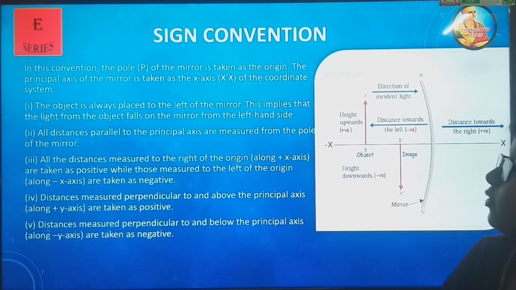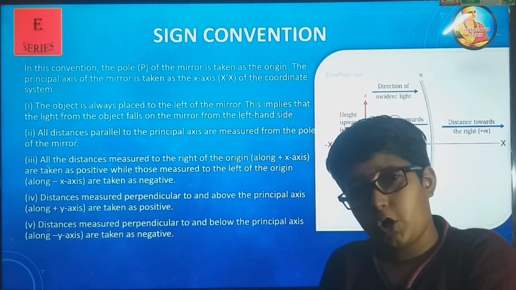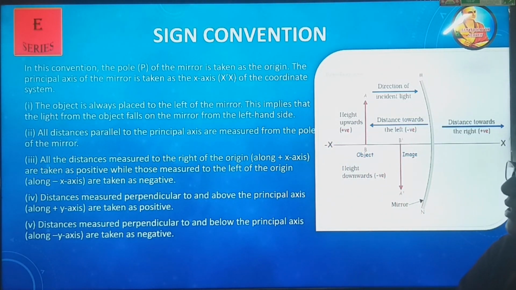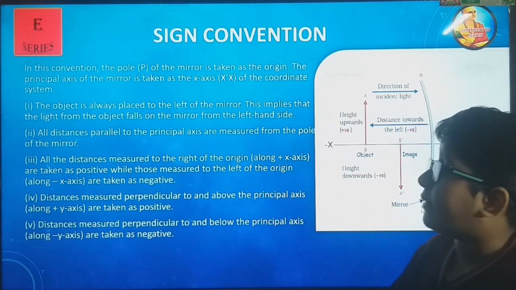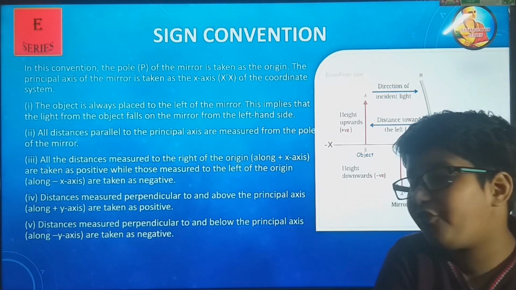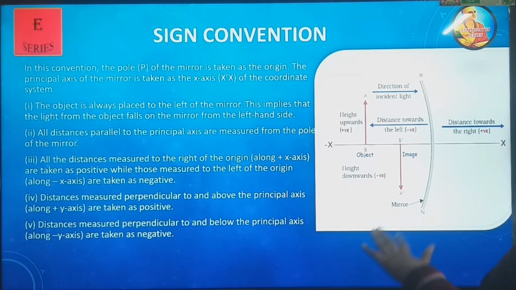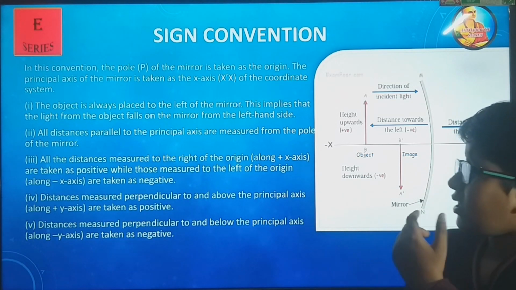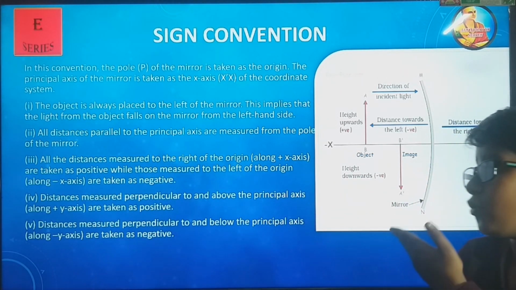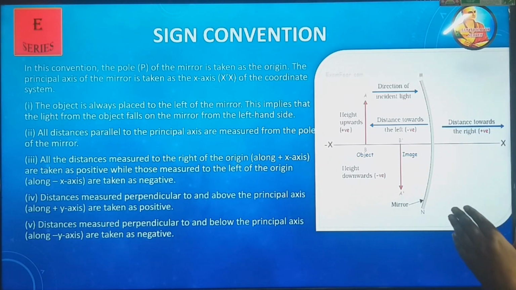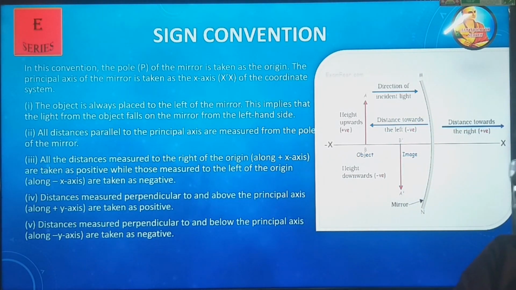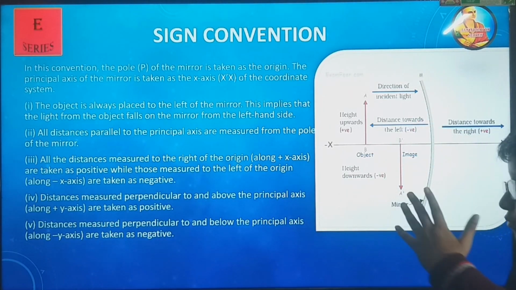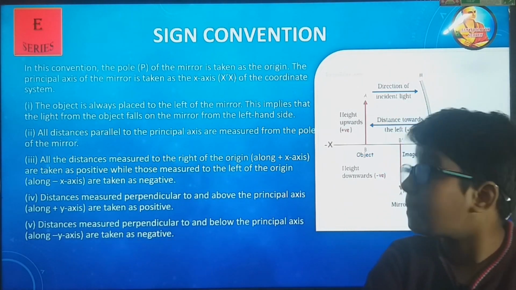All distances parallel to the principal axis are measured from the pole of the mirror. All distances measured to the right of the origin along the x-axis are taken positive, while those measured to the left of the origin are taken as negative. Distances measured perpendicular to and above the principal axis along the y-axis are taken as positive, while distances measured perpendicular to and below the principal axis along the y-axis are taken as negative.